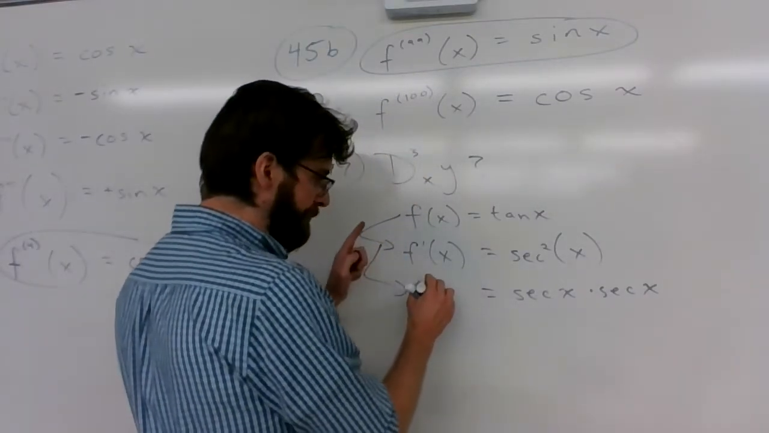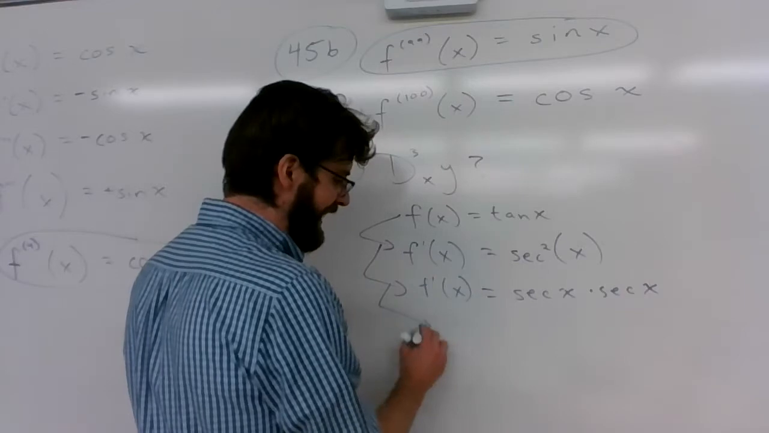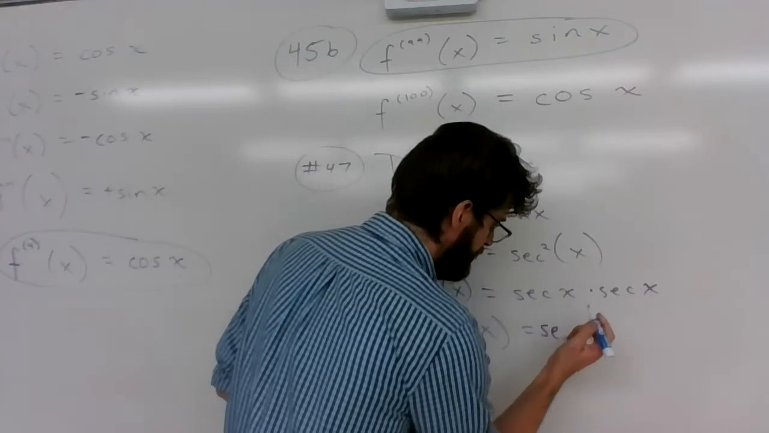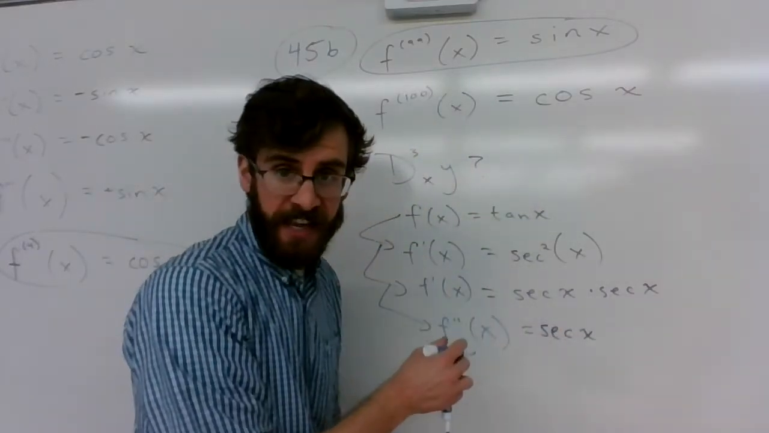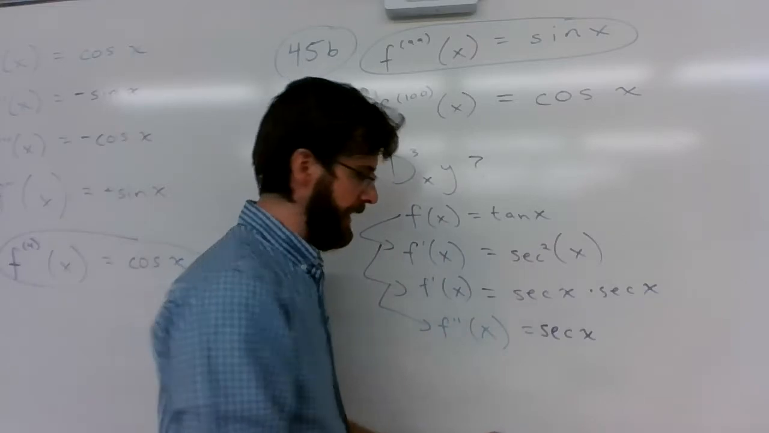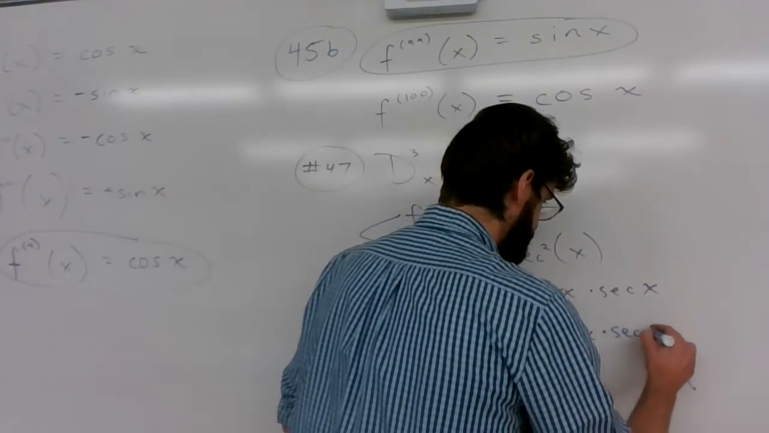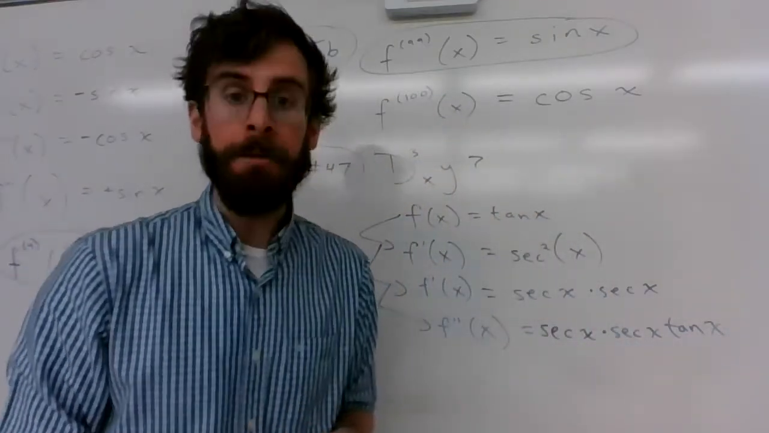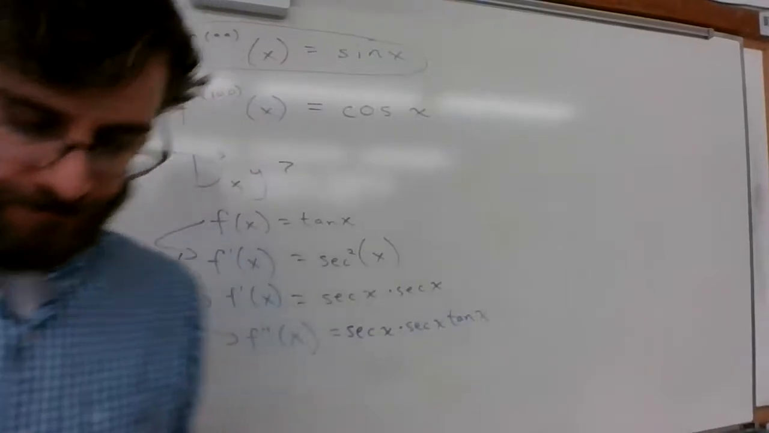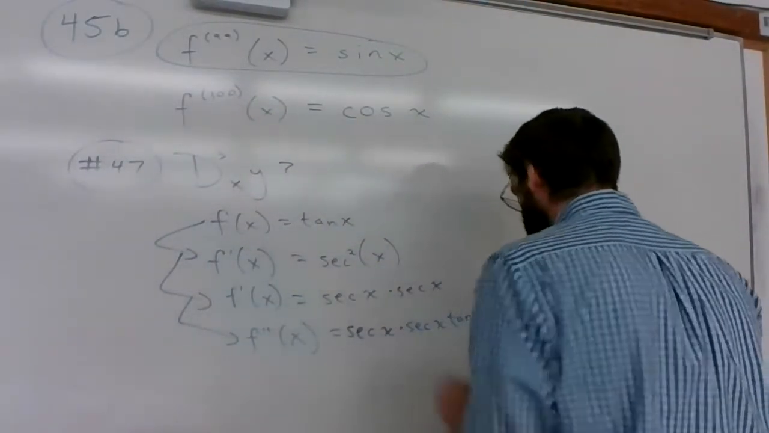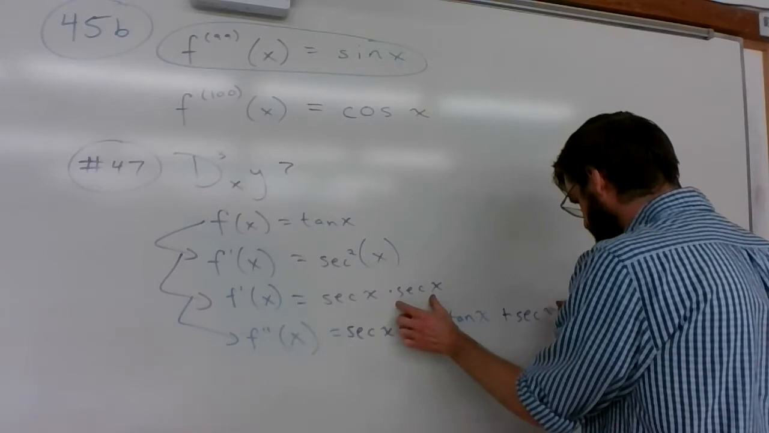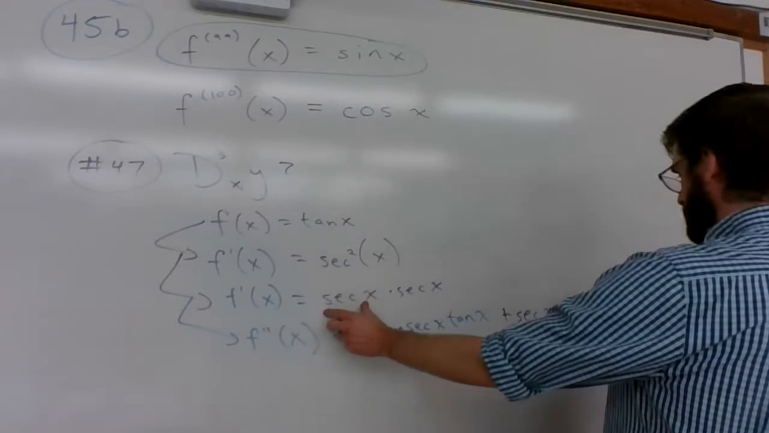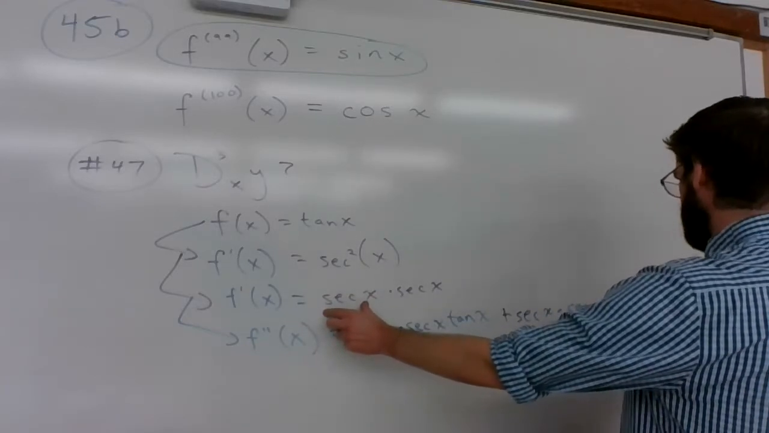So if this is f prime still, to get to f double prime, I go first times the derivative of the second, which is secant x tangent x, right, plus the second, secant of x, times the derivative of the first, secant of x tangent of x.